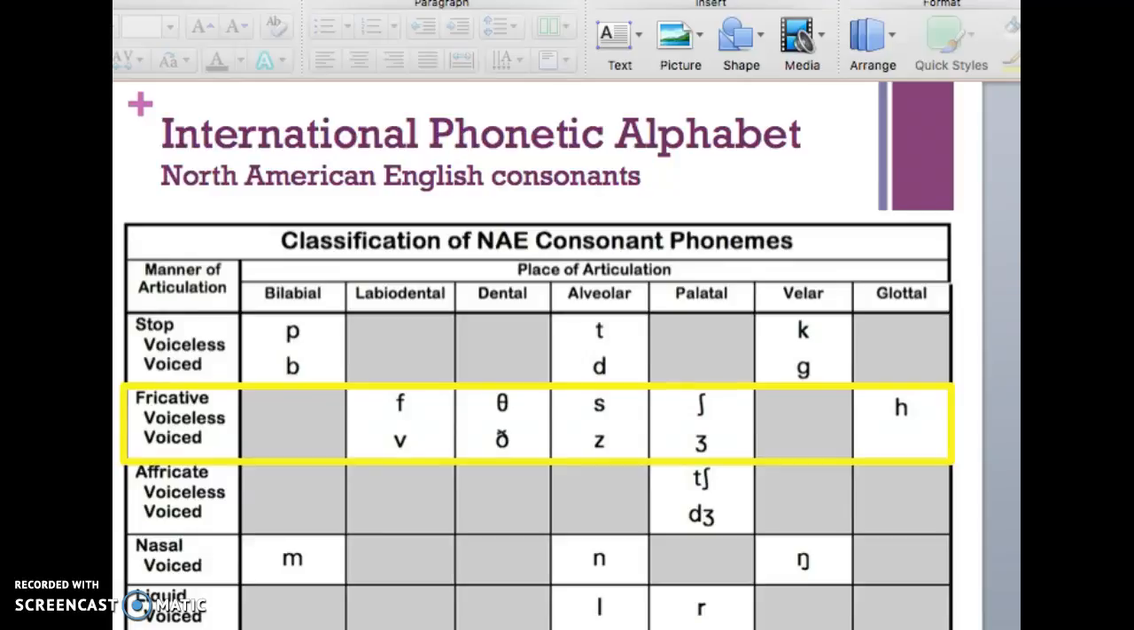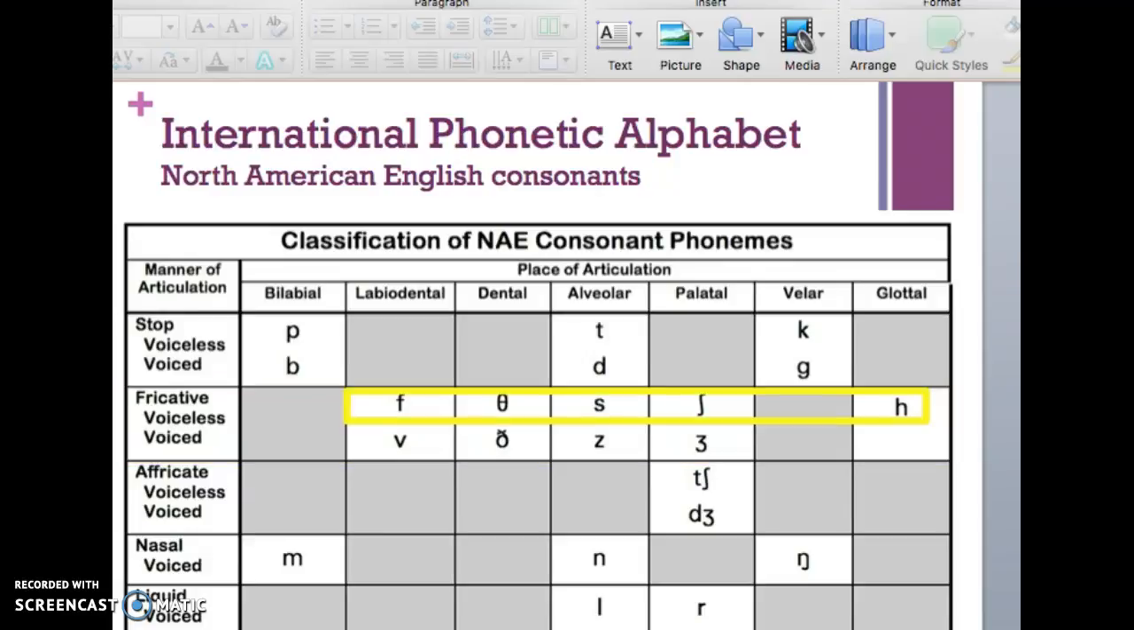Pay particular attention to where on the chart consonants are. In this chart, for example, the top sounds are the voiceless sounds. So if you put your hand over your throat and make an F sound, you'll notice that your throat isn't vibrating, and that means that it's voiceless. However, if we put our hand there again and make a V sound, you'll notice the vibration, and that is a voiced sound.